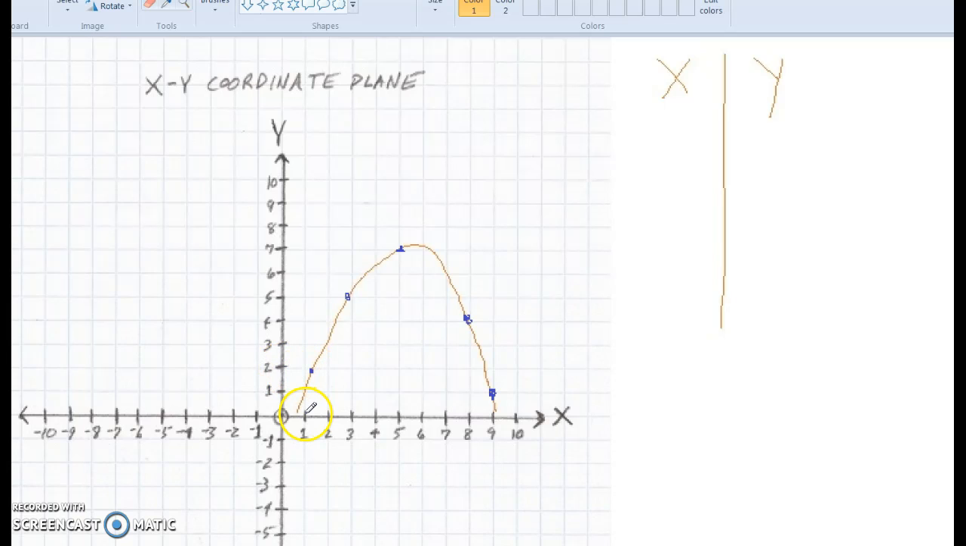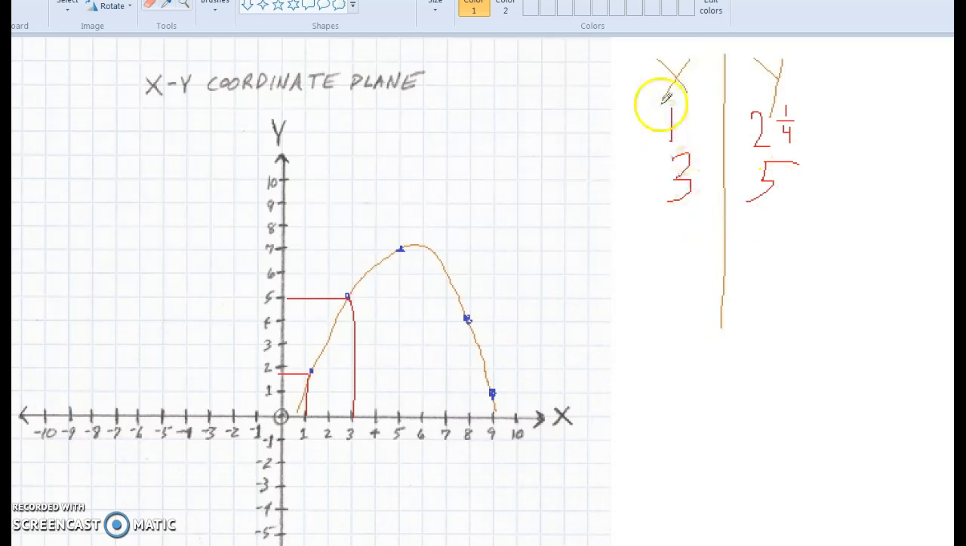So what I'm going to look at now is when this dot here is at a 1, it's at about a 2 1/4. So it's on the 1 for the x and about a 2 1/4 for the y. That's fine. Now on the x, it's at a 3 and a 5. 3 and 5.